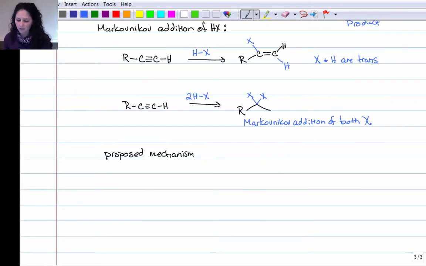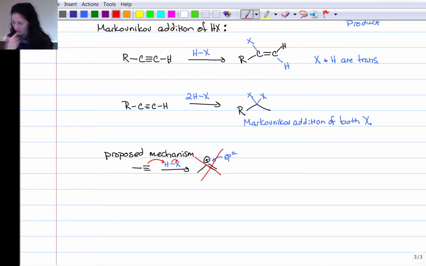Now, the mechanism of addition of HX to alkynes is not exactly the same as the addition of HX to alkenes, and you might see why if you just look at the first step. If this was an analogous mechanism to the alkene addition, we would basically expect a carbocation to form here. And this is a carbocation on an sp2 carbon, and this cannot exist. These are much, much too unstable.